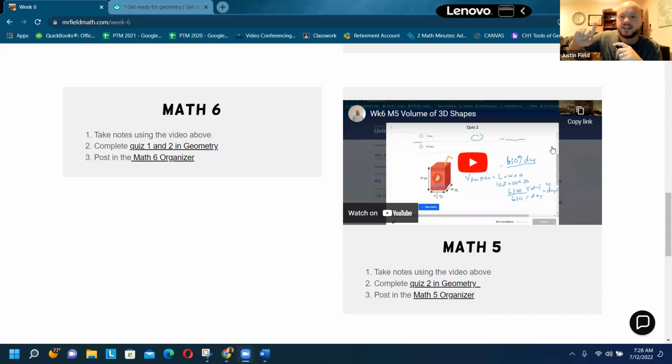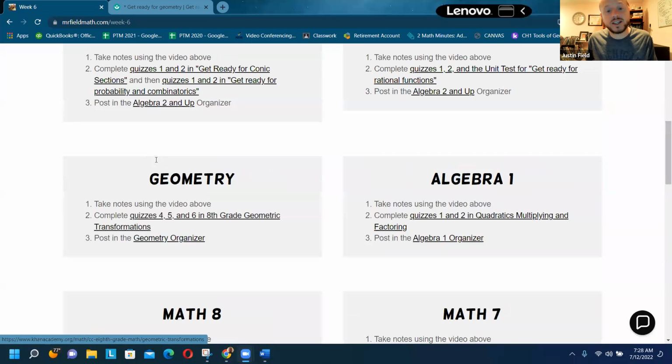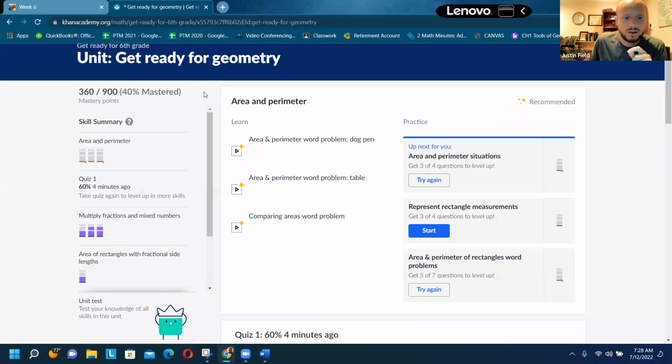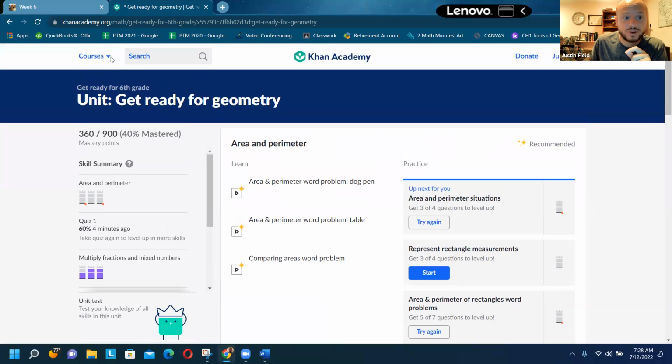Math 6, week 6, and you may, as I did, say, wait a minute, Mr. Field, make an error. I thought I just did quizzes 1 and 2 in geometry in week 5. In week 5, we did quizzes 1 and 2 in getting ready for geometry. But here, week 6, final week of the summer math program, we're going to do something you haven't done yet. You're going to do some actual 6th grade math.